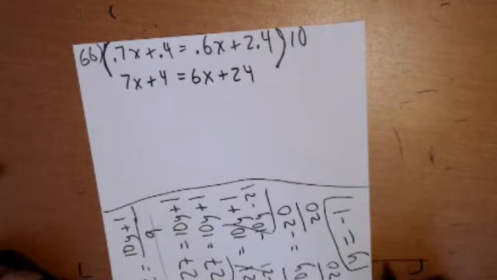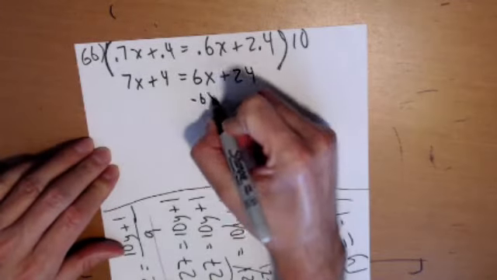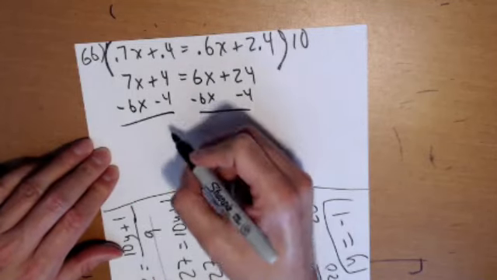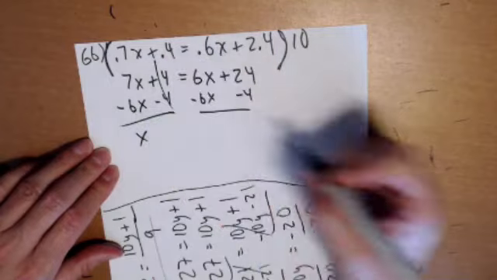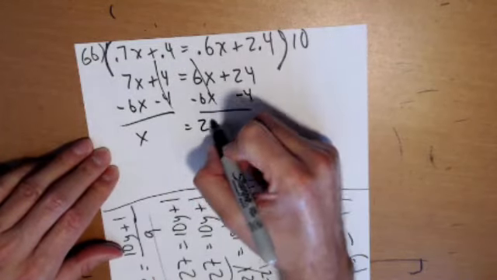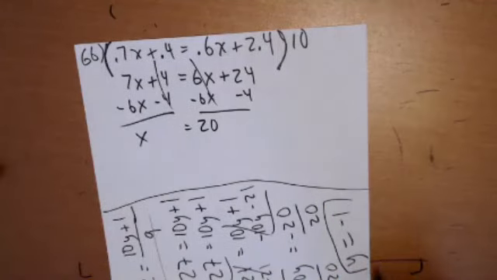And now we're back on familiar grounds. Subtract 6x, subtract 6x. So all the x's will be on this side. Subtract 4, subtract 4. That's an x. Bye-bye. Bye-bye. Equal sign. 24 minus 4 is 20. And we're done. X is 20. Okay, so that should be good.